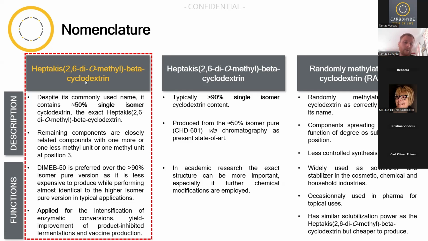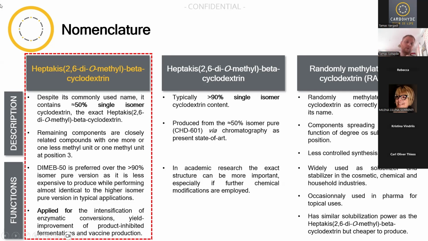This compound, however, has a very specific substitution pattern. So, in its name, it's very similar to the other one in reality, and in its functional properties, it's very different, and it's also much more difficult to make, and accordingly much more expensive. But for this particular process, this particular vaccine production, its performance is way superior compared to the other methylated cyclodextrin.